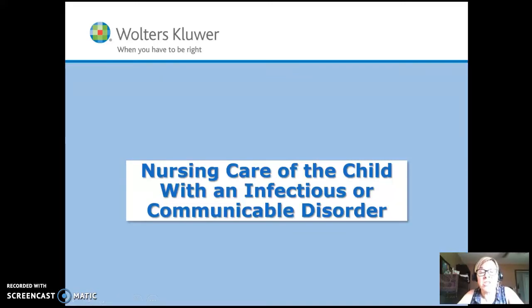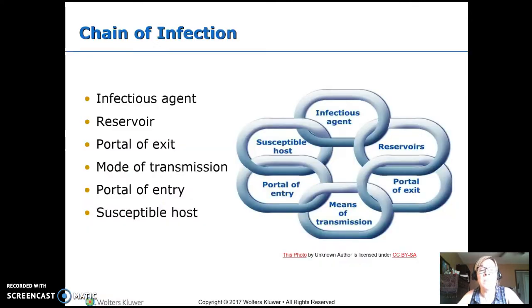This is nursing care of the child with an infectious or communicable disorder. People talk about the chain of infection. This means all of these have to be there for someone to get ill, and if you can break this chain at any point, you can stop illness. There has to be an infectious agent: a germ, virus, bacteria, parasite, whatever.